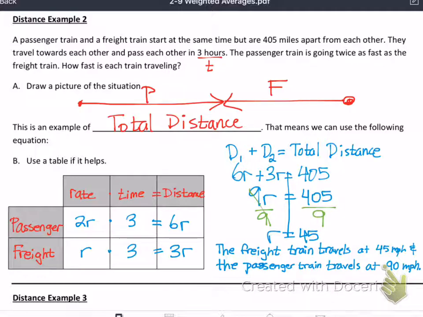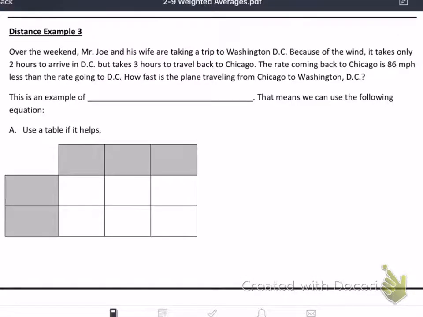Now example number 3 is a different type of distance. It says, over the weekend, Mr. Joe and his wife are taking a trip to Washington, D.C., which is true, by the way. I'm in Washington, D.C. right now making this video.